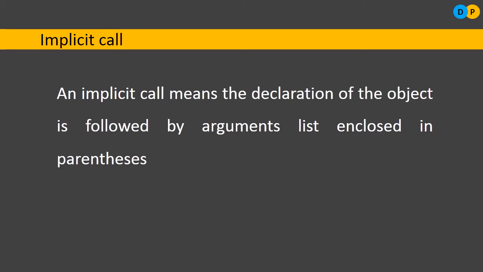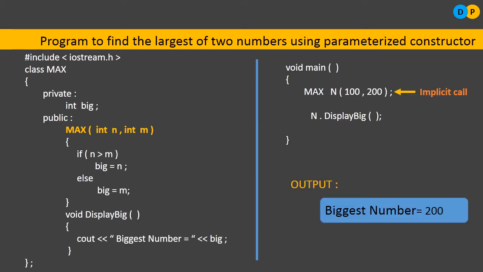If you want to pass certain values, you can pass them. So if that statement, if you come across, then that is referred to as an implicit call. Okay, let us understand it via a program.